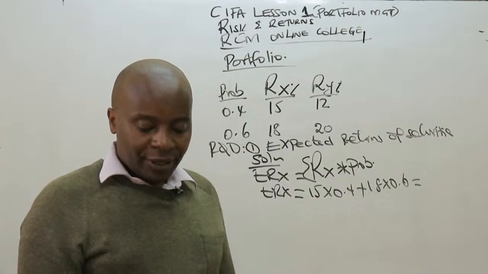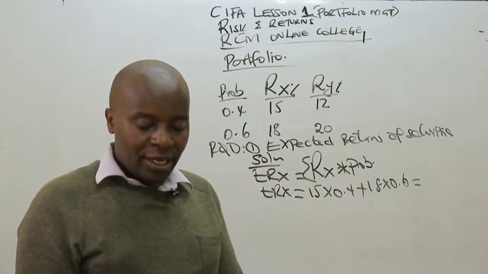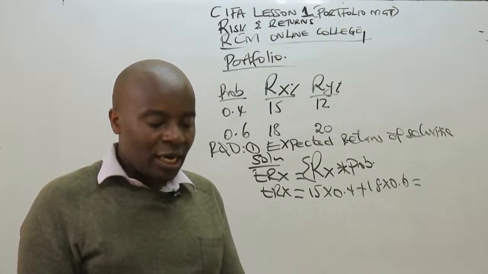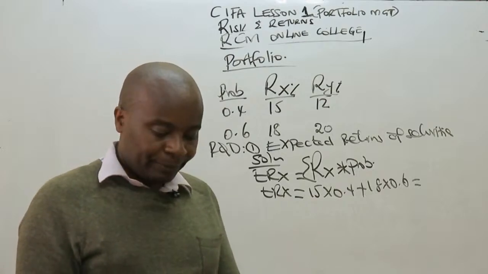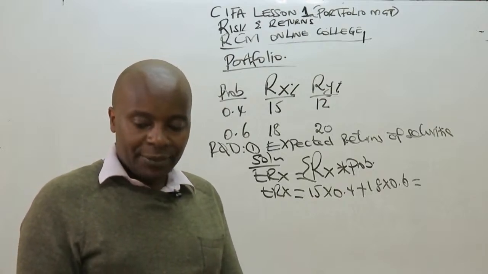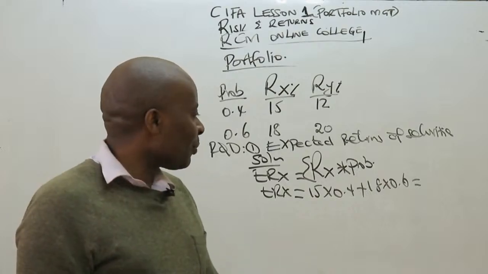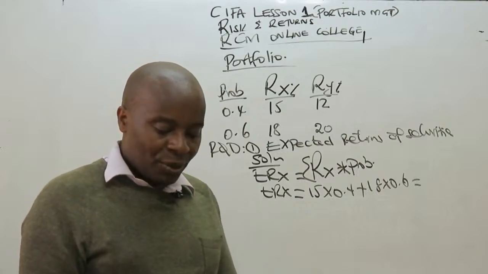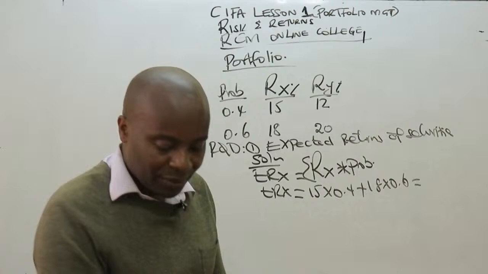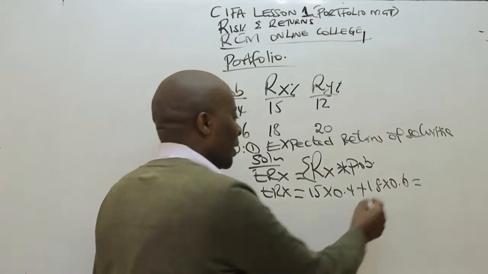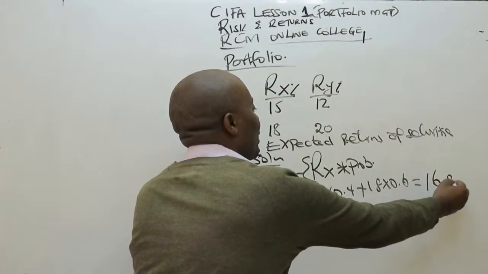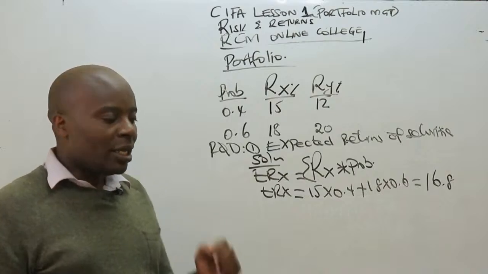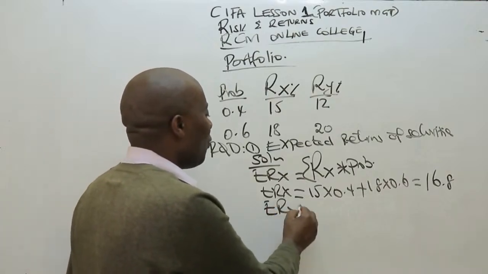With my great calculator here, I'll be able to pick this figure very fast, which I'm sure most of us already have gotten. So we have 15 times 0.4 plus 18 times 0.6, which gives me 16.8. So on the same breath, could you kindly give me the expected returns of Y?